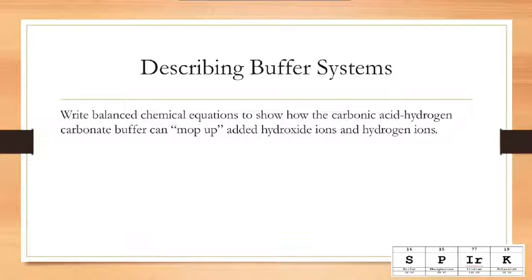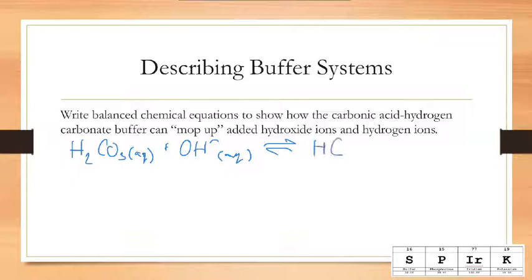So what we're first going to look at is the carbonic acid buffer. So we have H2CO3, and if we add a base to this buffer, the base is going to take some of those H+ ions. So we're going to be left with HCO3- and H2O. So that's how this buffer would work if we added a base.